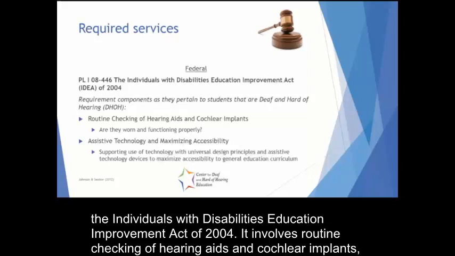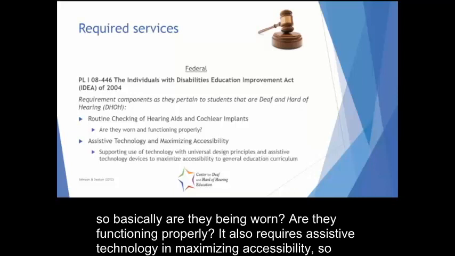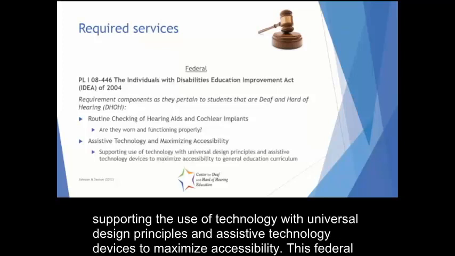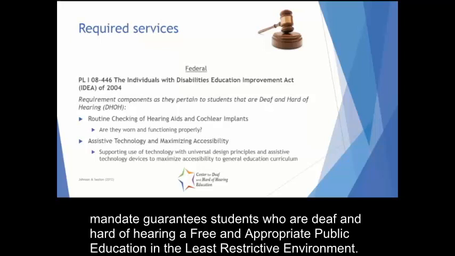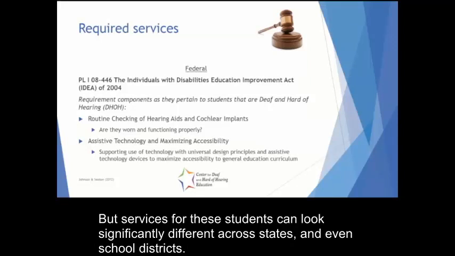It involves routine checking of hearing aids and cochlear implants. So basically, are they being worn? Are they functioning properly? It also requires assistive technology and maximizing accessibility. So supporting the use of technology with universal design principles and assistive technology devices to maximize accessibility. This federal mandate guarantees students who are deaf and hard of hearing a free and appropriate education in the least restrictive environment. But services for these students can look significantly different across states and even school districts.